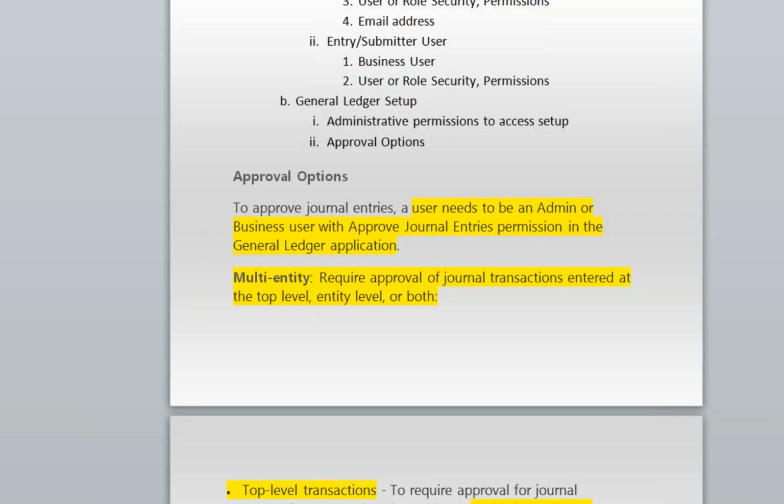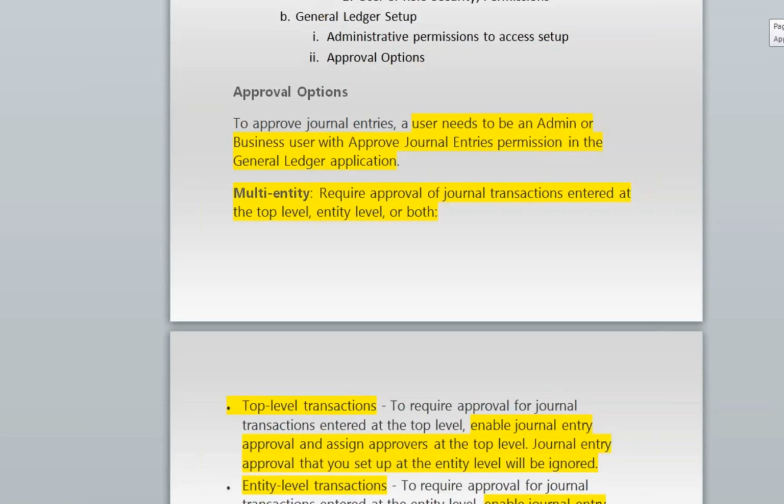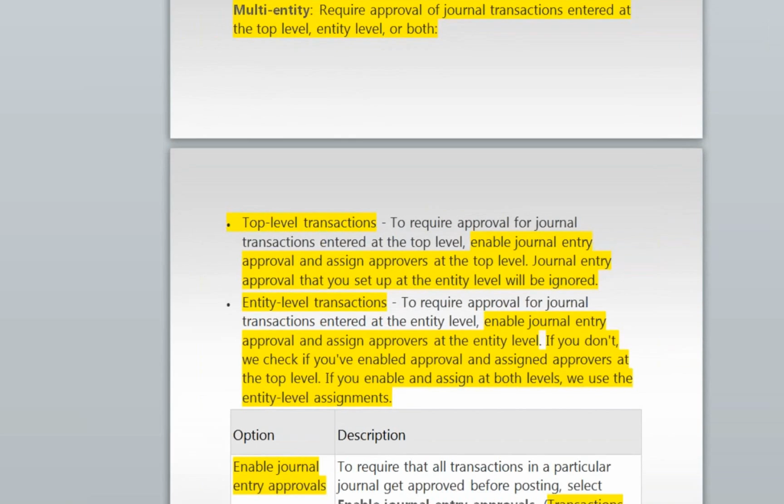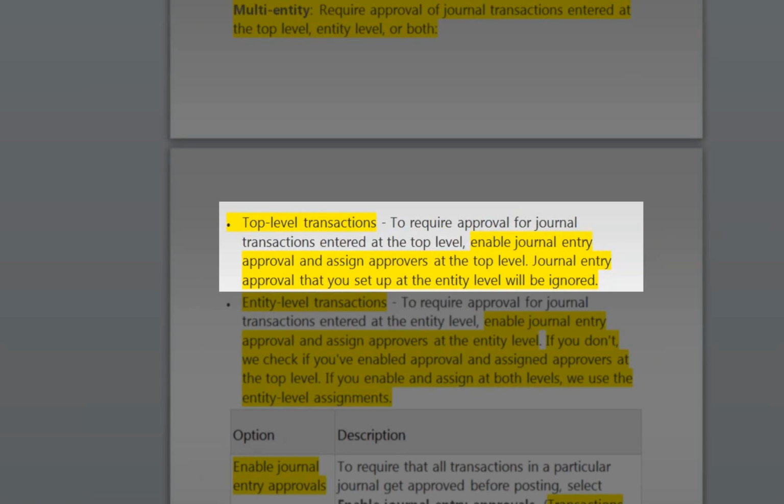Require approval of journal transactions entered at the top level, entity level, or both. Going on to say here, top level transactions require an approval for journal transactions entered at the top level. So we have to enable the journal entry approval and assign the approvers at the top level. Journal entry approval that you set up at the entity level will be ignored.